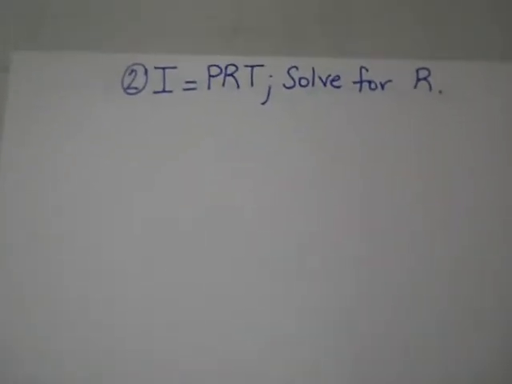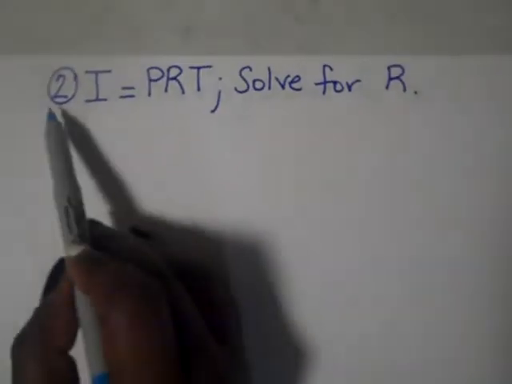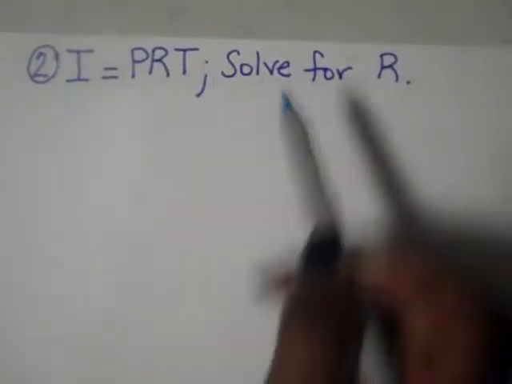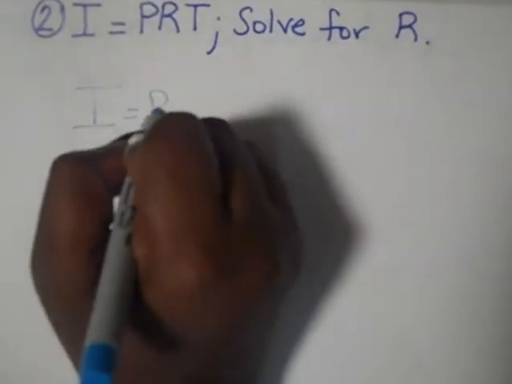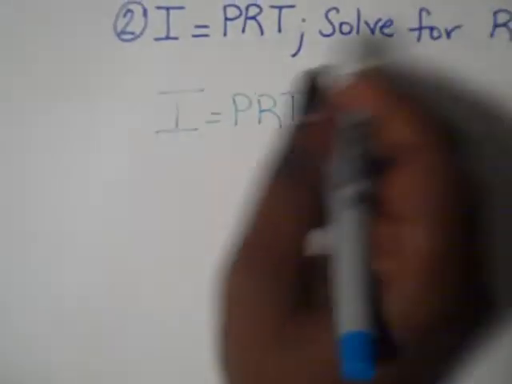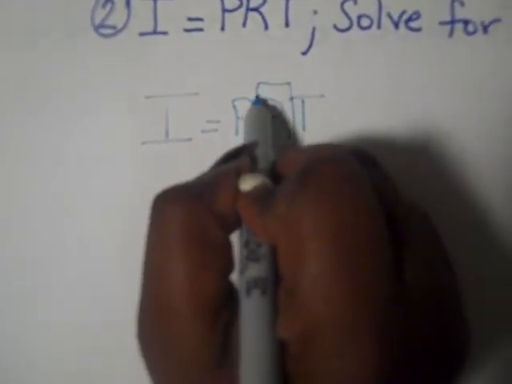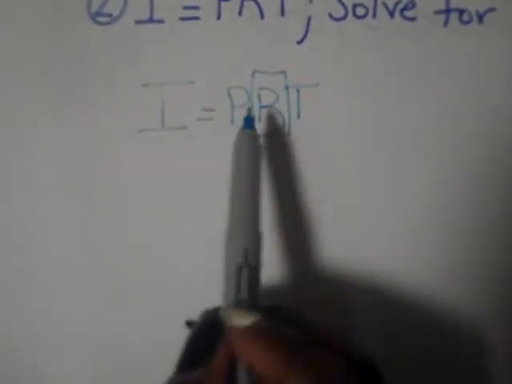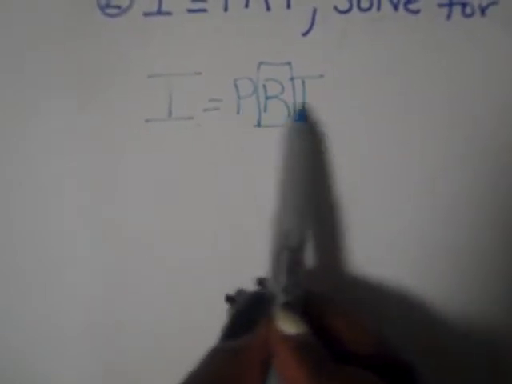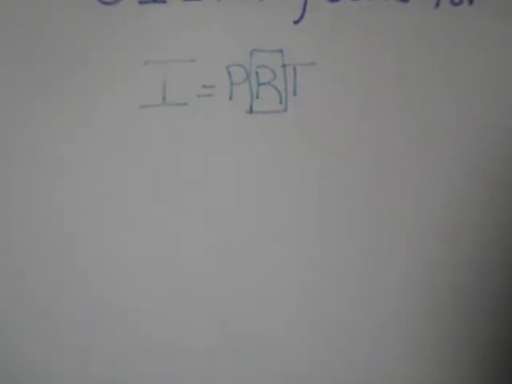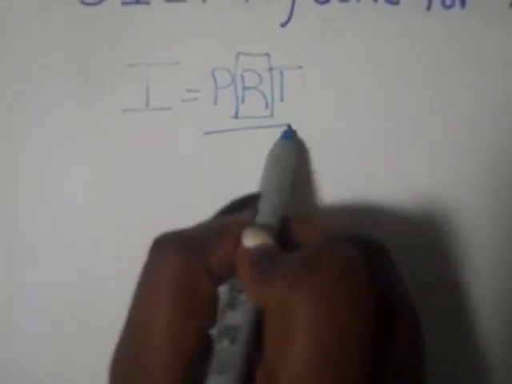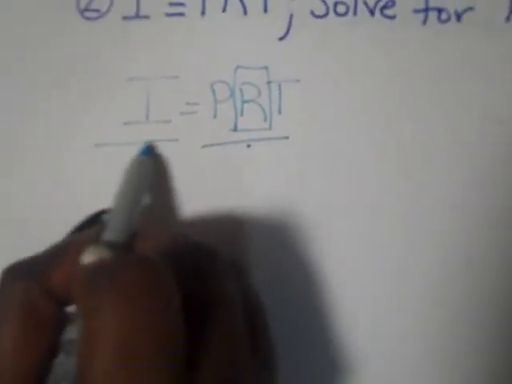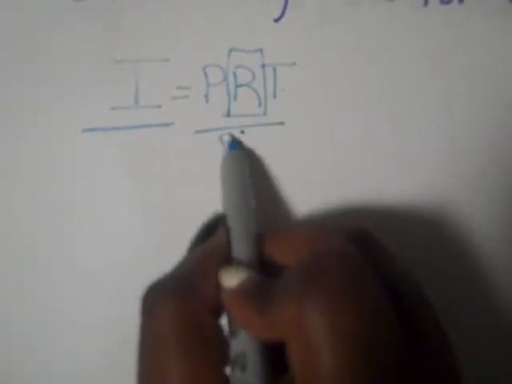Problem number 2. I equals PRT. Solve for R. This is similar to the problem that we just finished. We want R by itself, so I'm going to box in what I want by itself. Since this is multiplication, the opposite would be division. So we have a P and a T that does not need to be on that side. So since we're all multiplying, I'm going to divide not one side but both sides by PT.